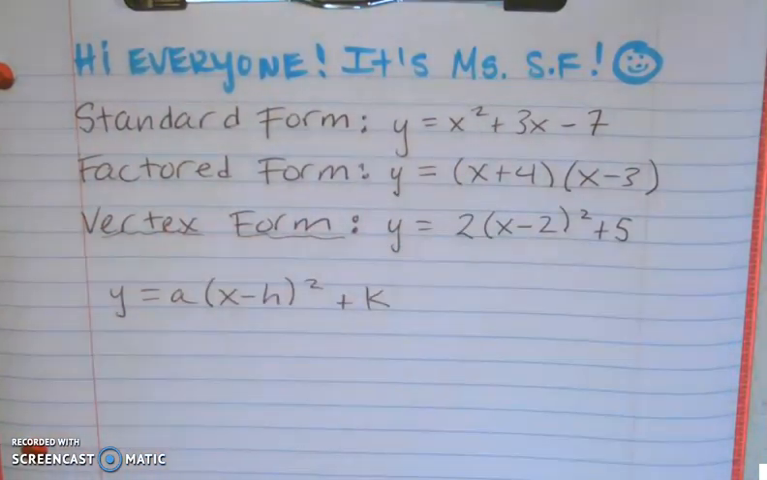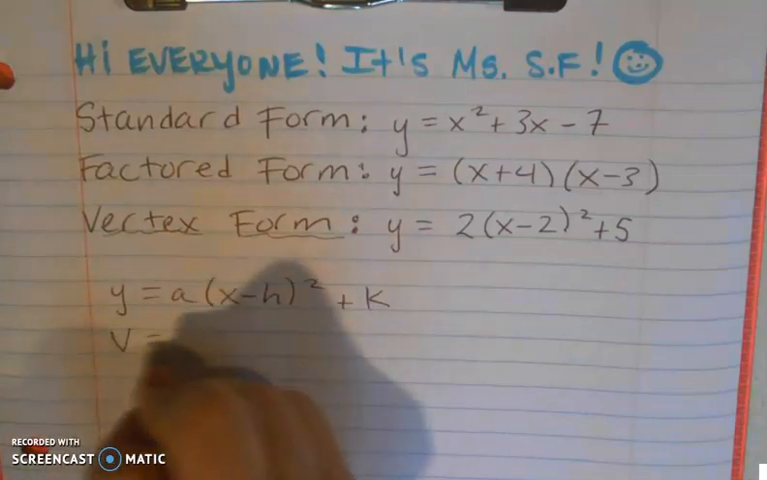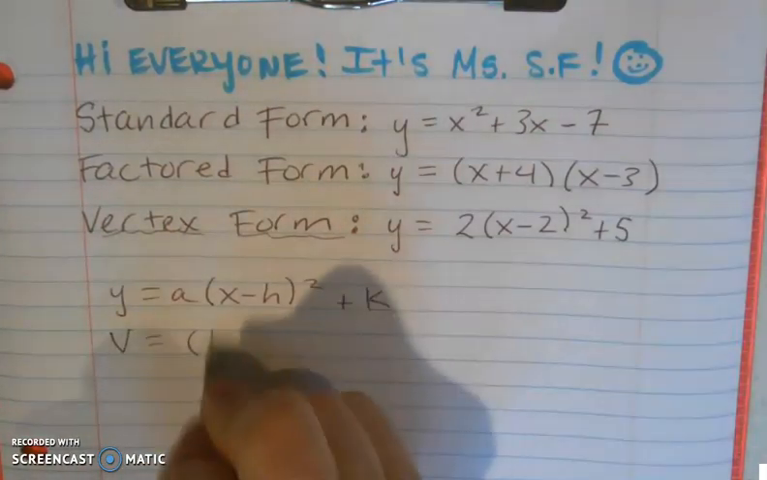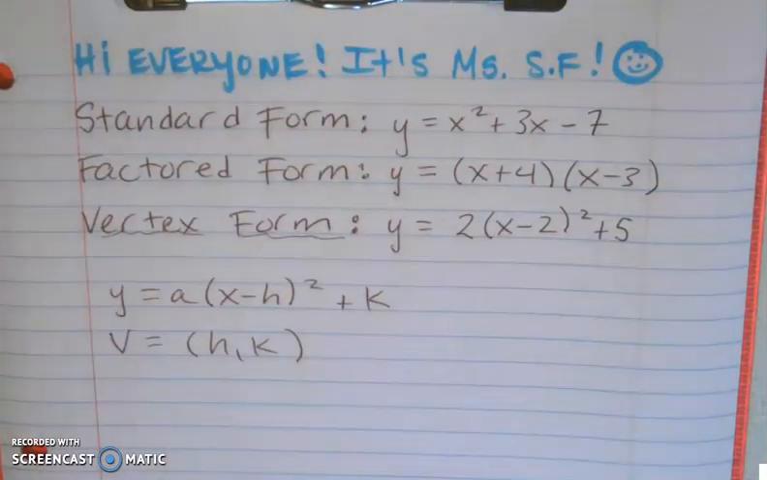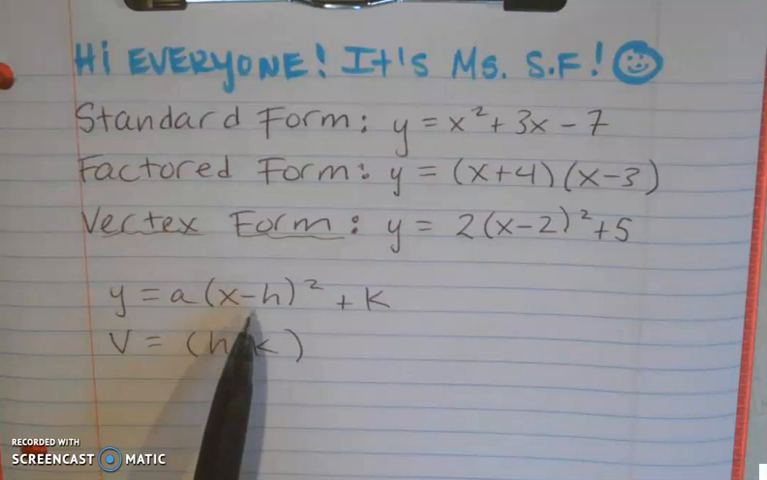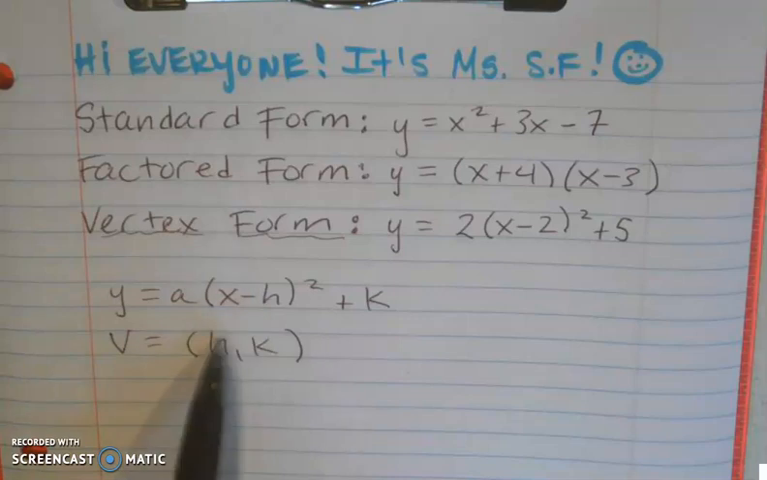And the great thing about vertex form is that just by looking at it, you can tell what the vertex is. You don't have to do any work at all to find out what the vertex is. The vertex is simply the point h, comma, k. The only thing tricky that you want to pay attention to about this form is that there is a negative here in the formula. So what that means is when you take your h, when you take your x coordinate, you're going to have to change the sign.